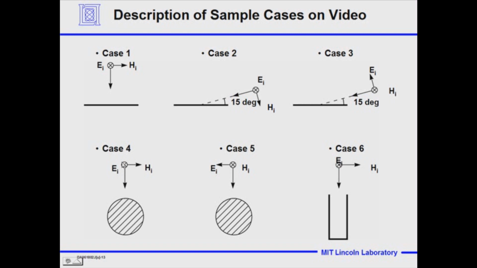Then we're going to look at a cylinder, and when the wave hits it, we're going to see a specular coming off the cylinder. But if we change the polarization, we're going to have the creeping wave come around. Okay? And you're going to see that creeping wave effect.